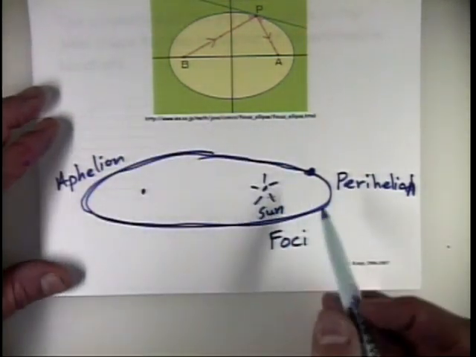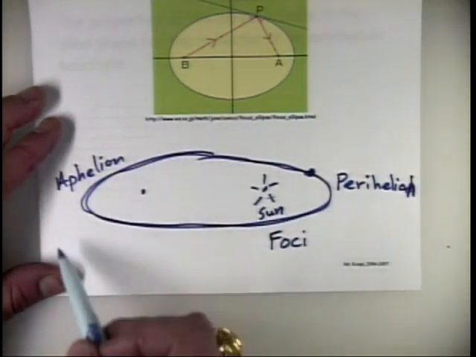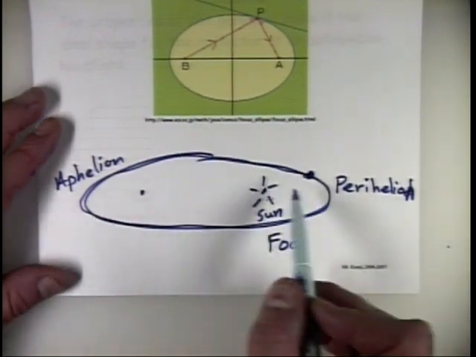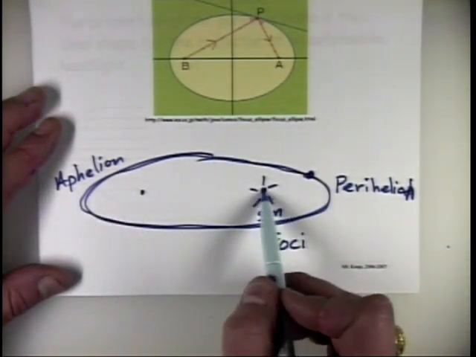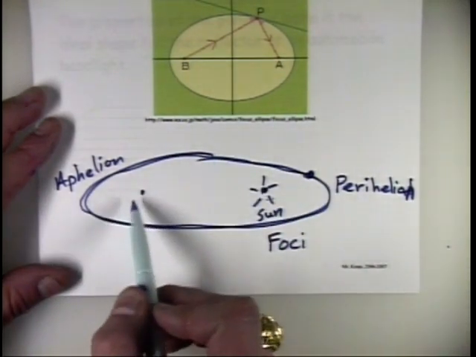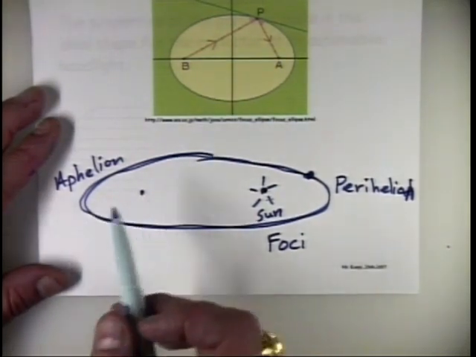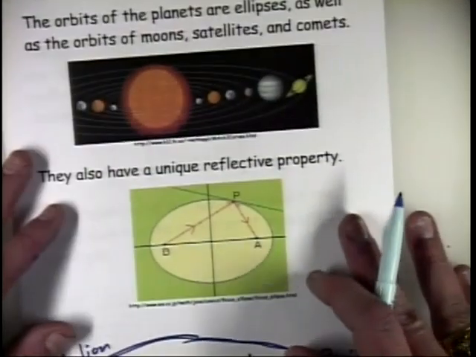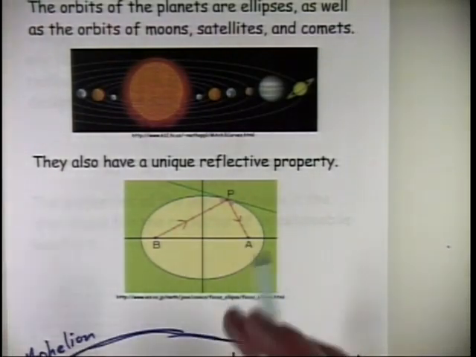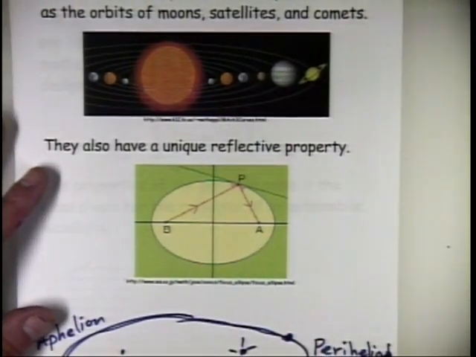And Kepler did a lot of work with this, and Newton helped him describe the equations. But the interesting thing about ellipses is that the sun is at one focus, and it's generally considered that there's nothing at the other focus, but it might be interesting to look into that. Another interesting application of the ellipse is its reflective properties.